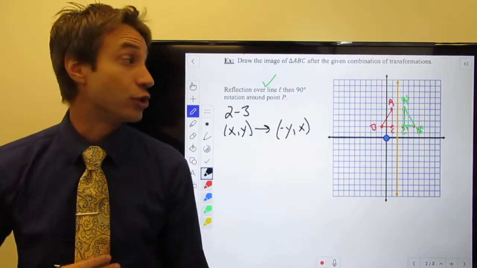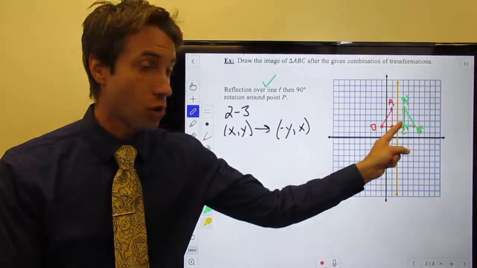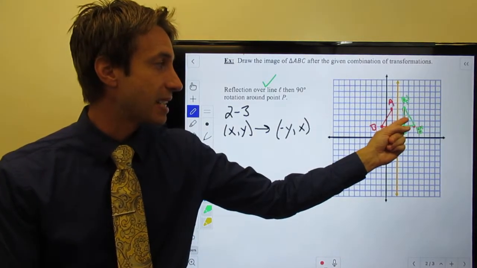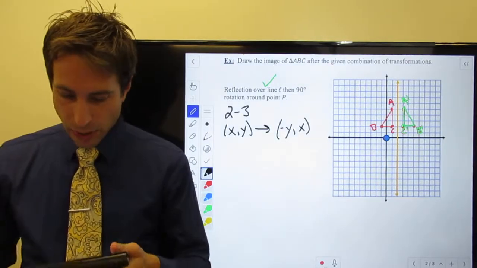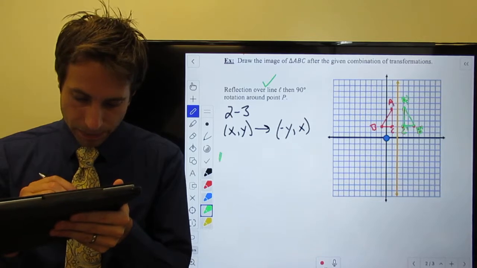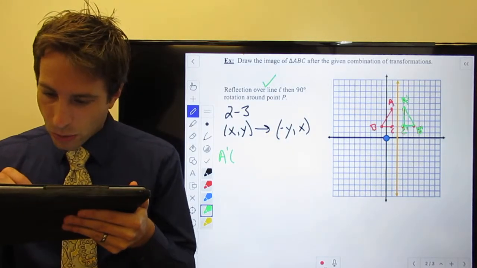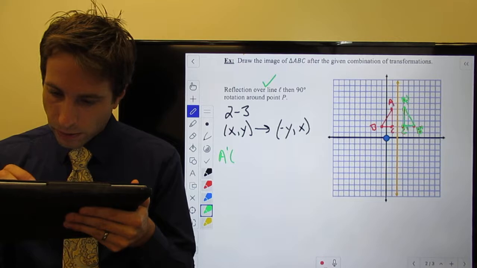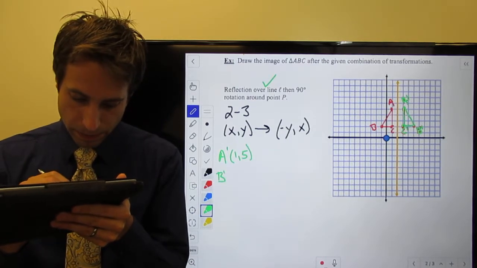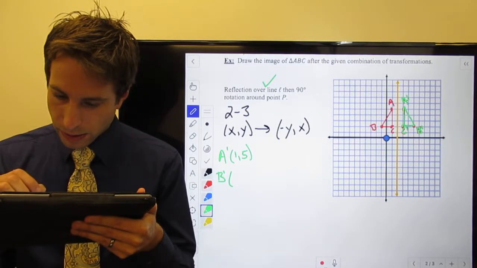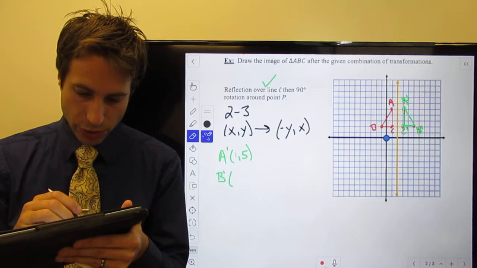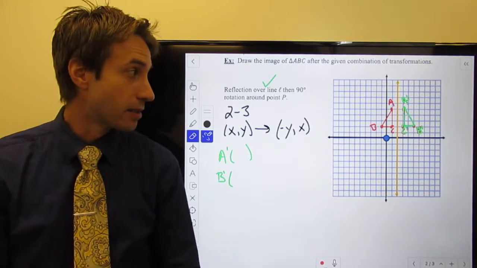So let's go ahead and do that to this triangle, right? Not this one. We've already done the reflection. Now we need to rotate this guy 90 degrees. So here we go. A prime is at 1, 1, 5. B prime is at, nope, hold up, I'm so sorry, scratch that. I apologize. Did you see what I did?